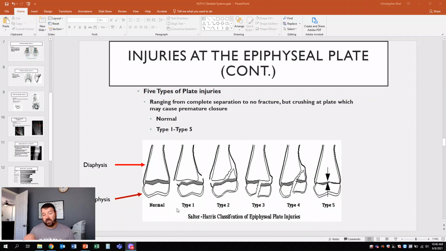There are always different classifications. This type 1 here is usually some kind of dislocation of the fracture, where the distal epiphysis area is broken off and shifted.